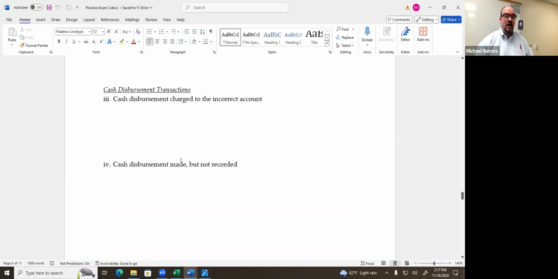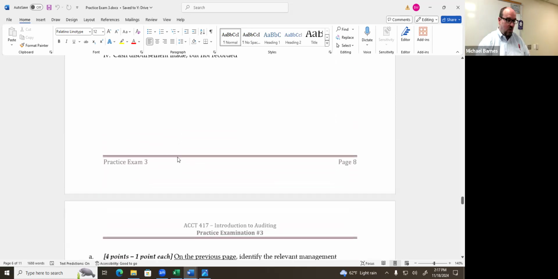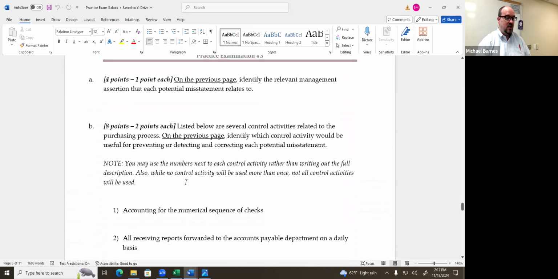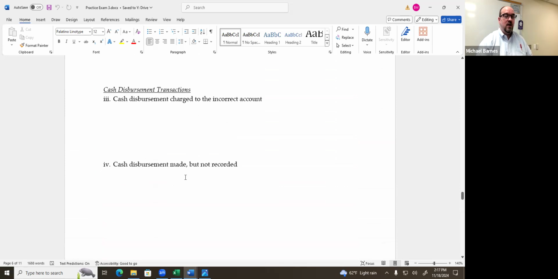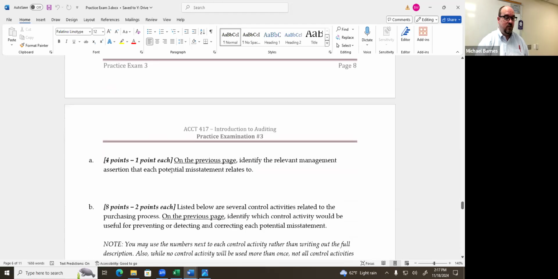And then cash disbursement made but not recorded. So what's our violation of assertion here? Completeness. And our completeness was our number 1, use of numerical sequence of checks, number 1 there. So if you do that procedure for the exam and you feel pretty confident about your approach to this, I think this will be an easy problem for you guys. If you don't utilize this procedure, well, you can approach it however you want. This is just what I found that works for students in the past.